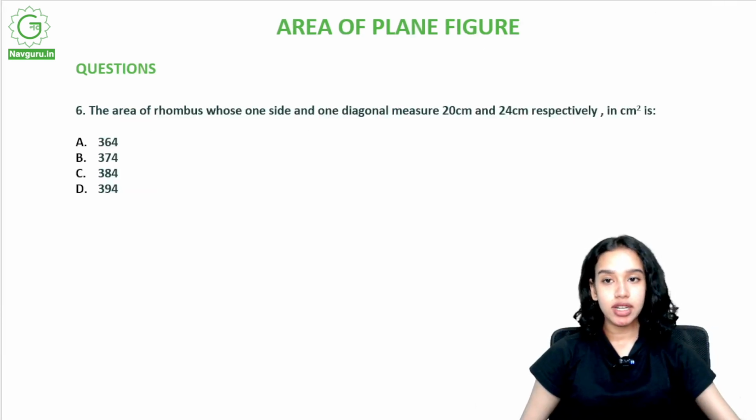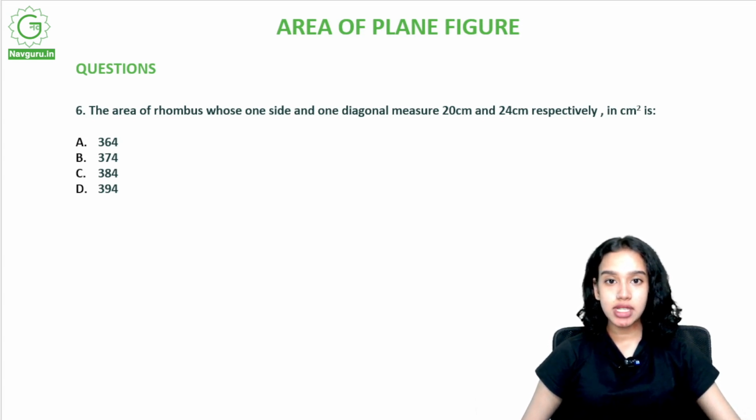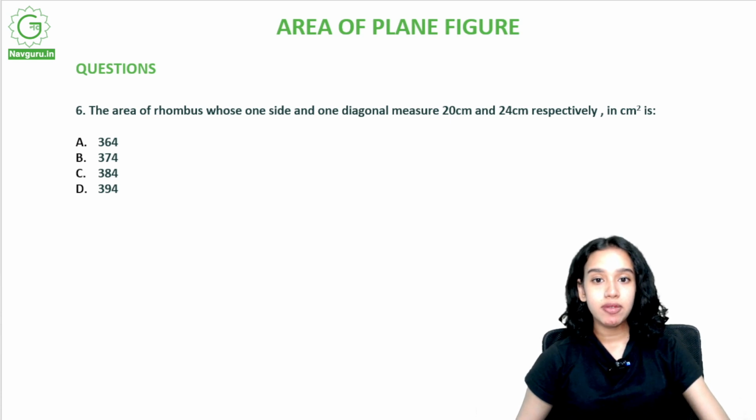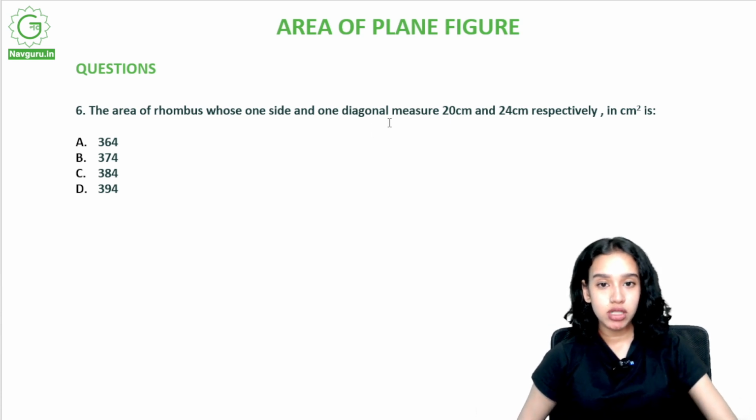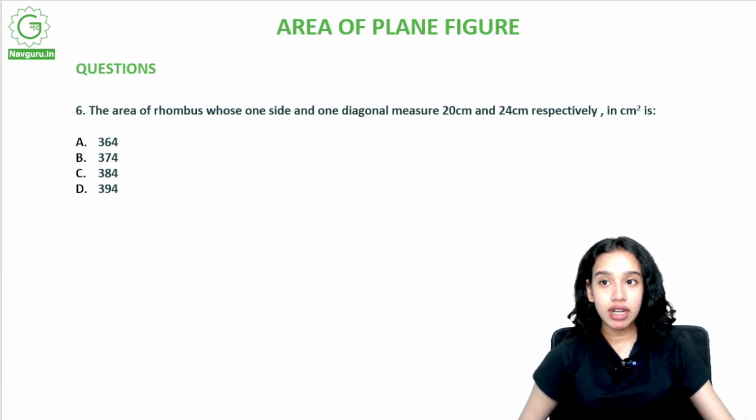Let's move on to the next question from the chapter area of plane figures. Now the question is: the area of a rhombus whose one side and one diagonal measure 20 centimeters and 24 centimeters respectively, in centimeter squares, is? So we have to find the area of a rhombus whose one side and one diagonal.